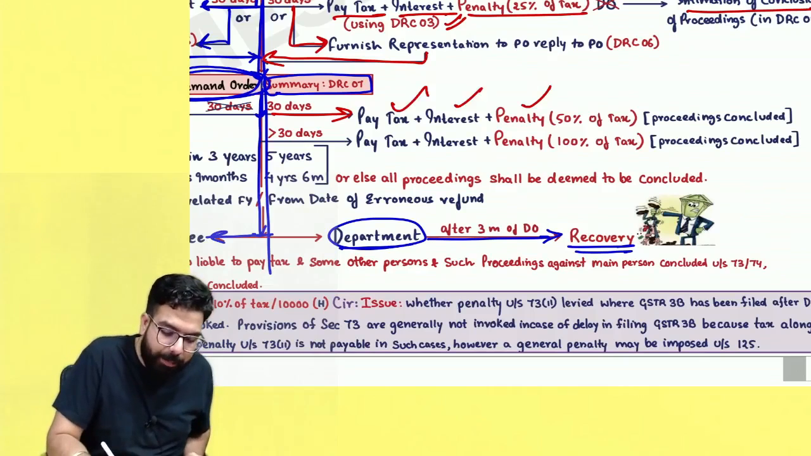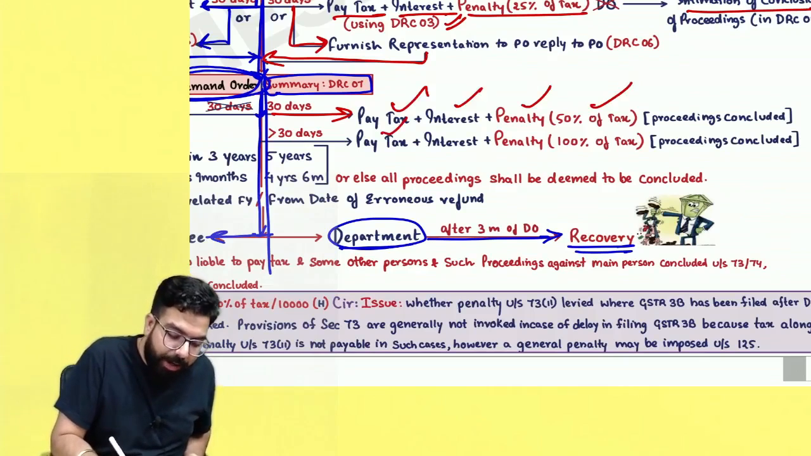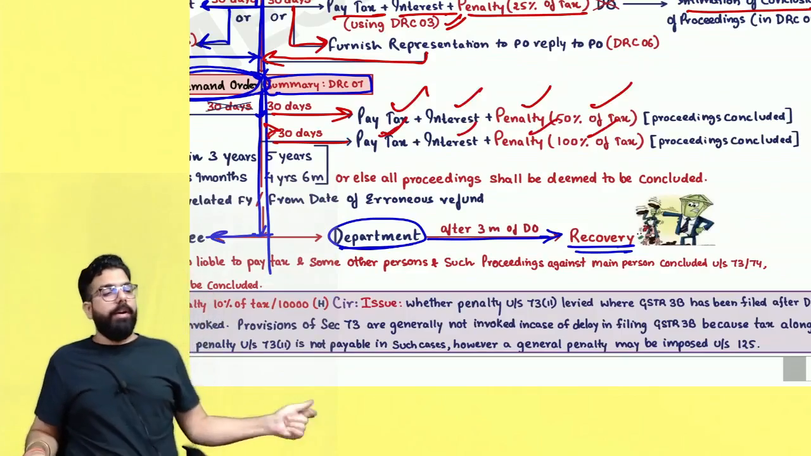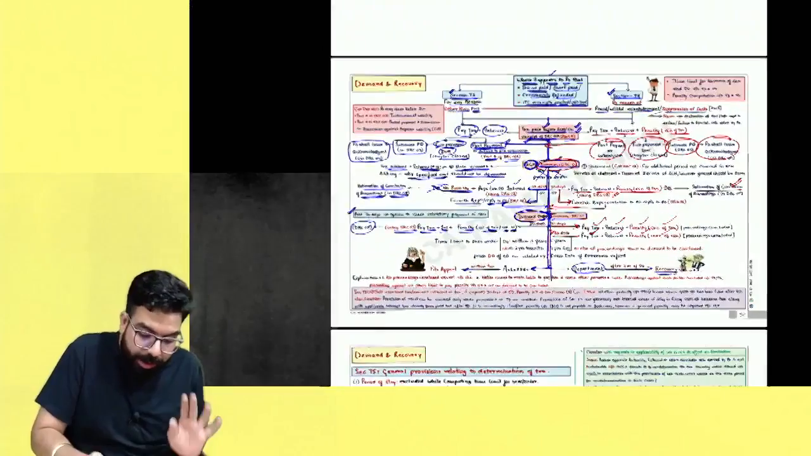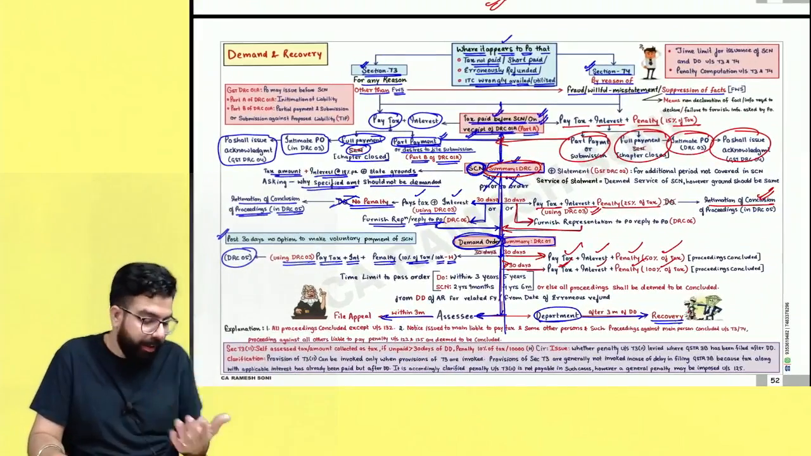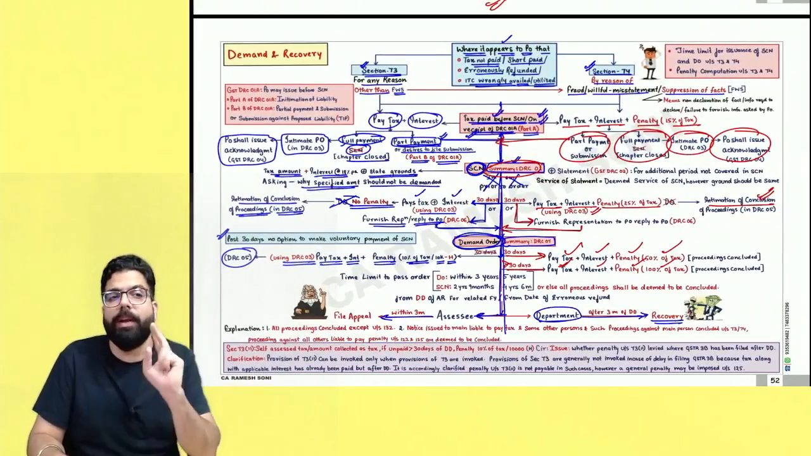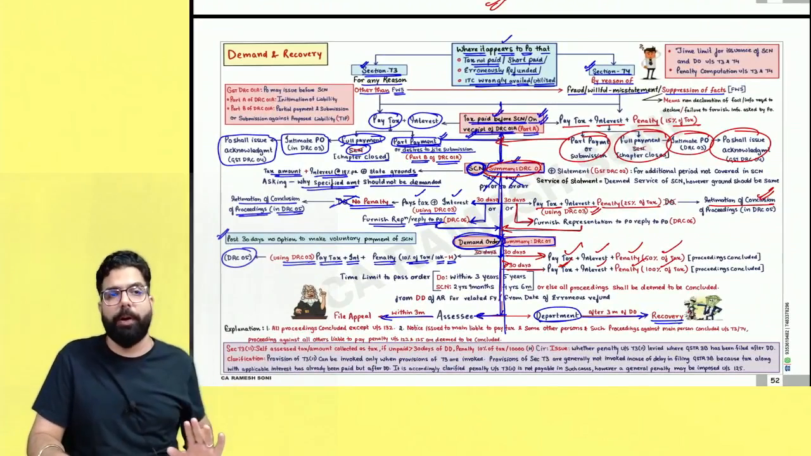Pay tax, interest, and penalty will be only 50%. If you pay after 30 days, then pay tax, interest, and penalty will be 100%. Done, sir. The point is clear over here. Now listen to me very carefully. In this scenario, always remember the time limit for the issuance of the show cause notice and demand order is very important.